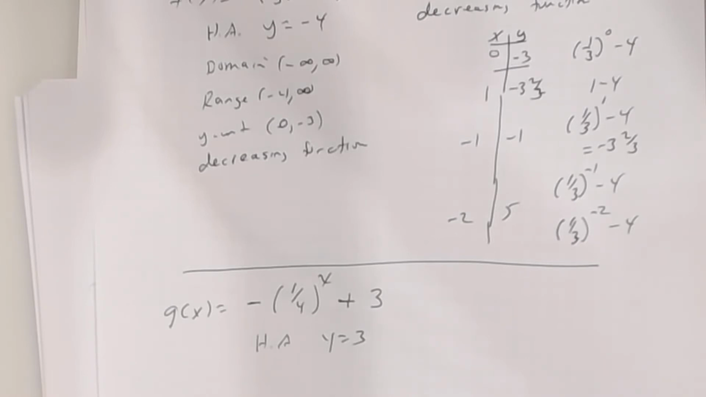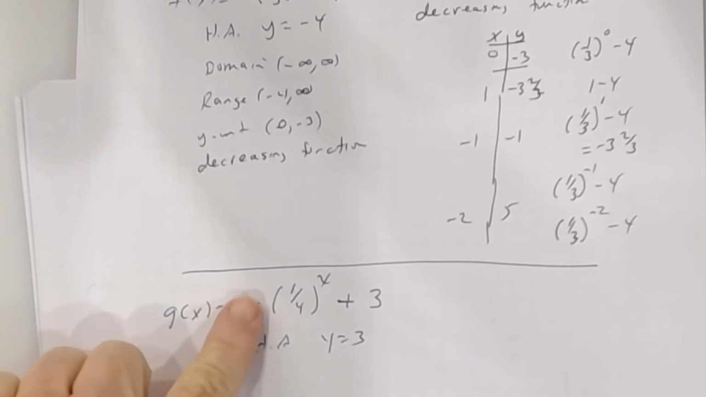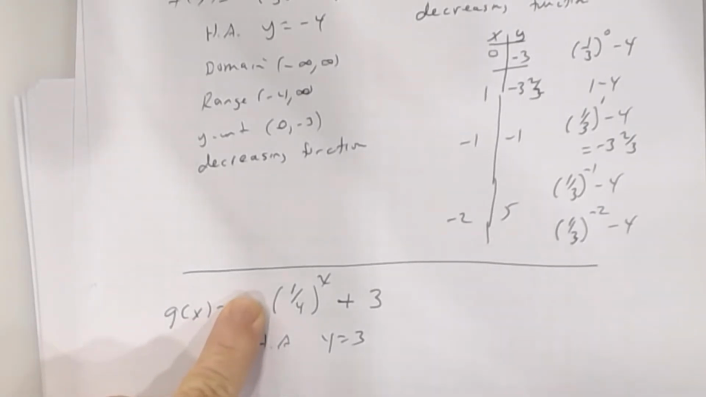Decreasing? No, because it's a reflection. All right, good. If there were no reflection, then it would be what? Decreasing. So in other words, it will look like this.